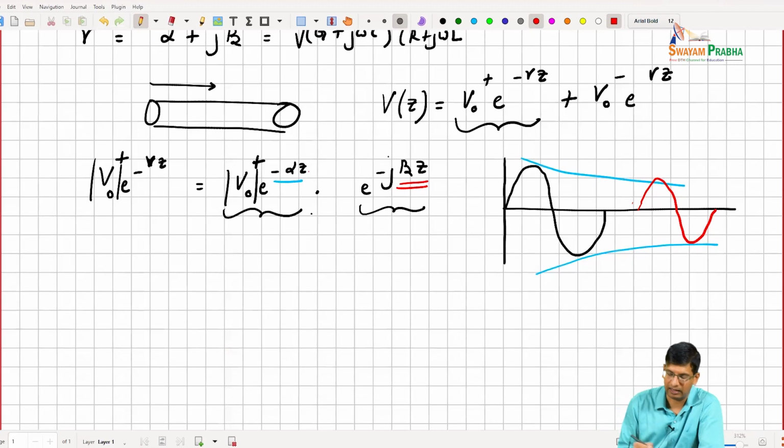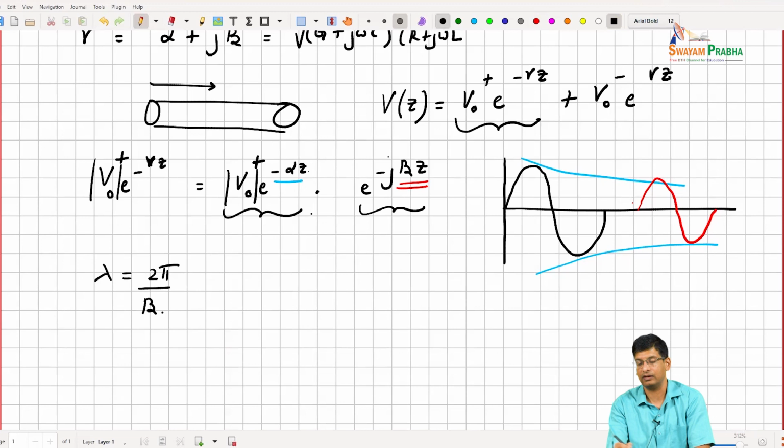You can define an effective wavelength in the transmission line, which is 2 pi over beta, because if alpha was 0, then you can think about the distance in the transmission line that you have to go in order to get the same phase back. That is what a wavelength is. So you can see that the wavelength in the transmission line is 2 pi over beta.